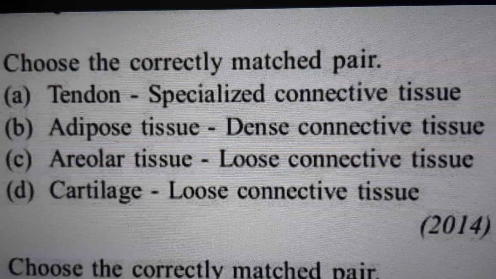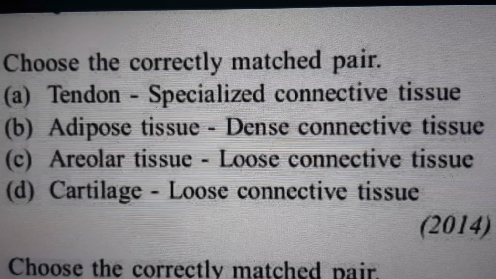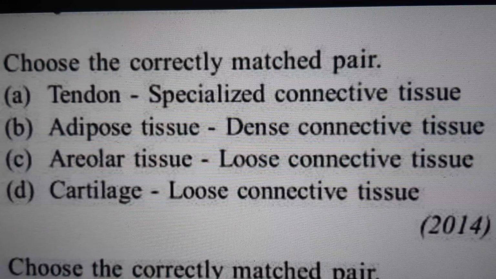Now, option C says areolar tissue, loose connective tissue. When we look at loose connective tissue, it is of two types: areolar tissue and adipose tissue. So, yes, option C is the correct answer.